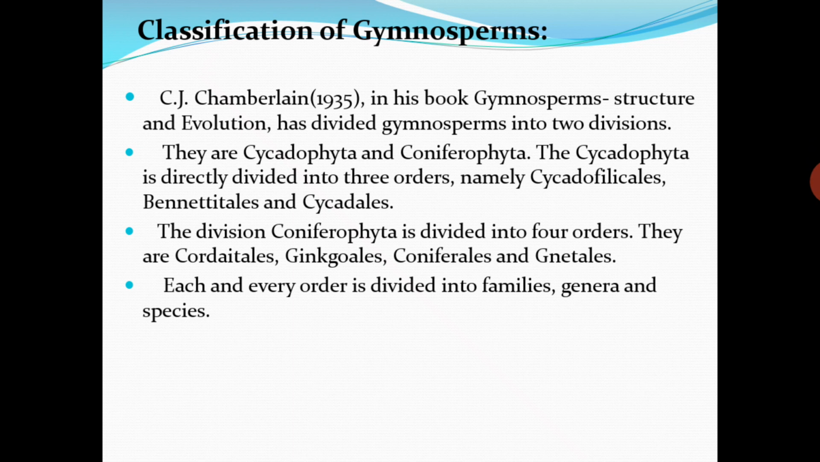The Cycadophyta is divided into three orders, namely Cycadofilicales, Bennettitales, and Cycadales, while the Coniferophyta is again divided into four orders. They are Cordaitales, Ginkgoales, Coniferales and Gnetales. Each and every order is again divided into families, genera and species. You know the classification, right?